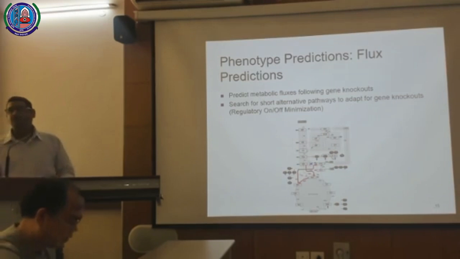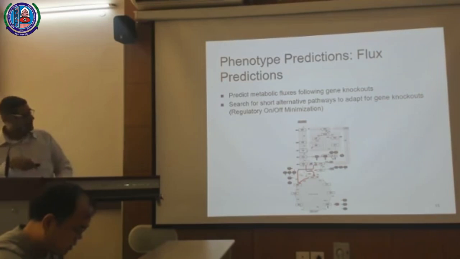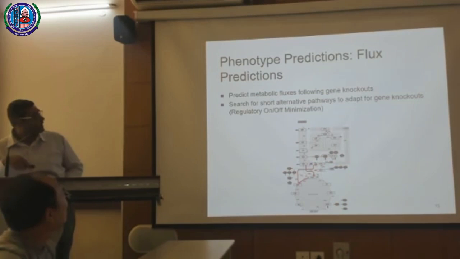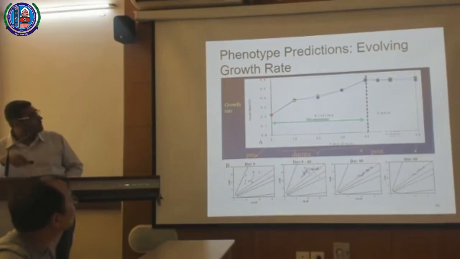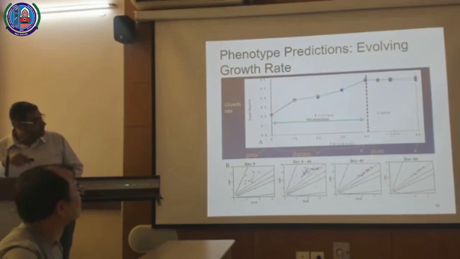You cannot predict everything, but if you are able to predict that, okay, this E. coli is producing this metabolite, and this is the regulatory on-off minimization. This is phenotypic prediction. How is the growth rate evolving? You see this. This is stable. This is the evolving one, which is at 700, and you see day 0.